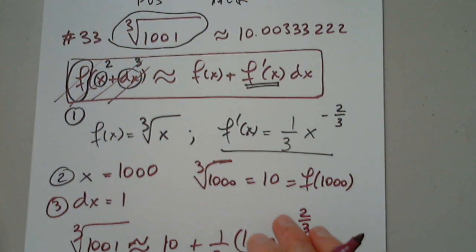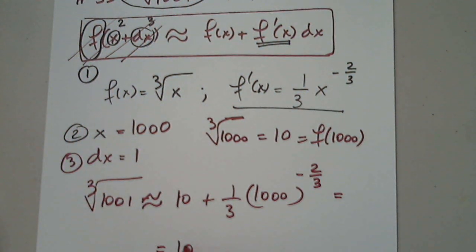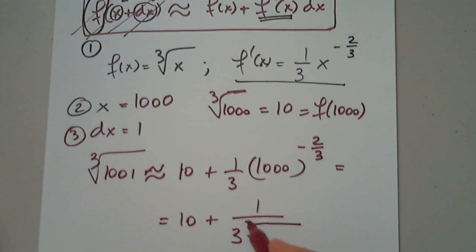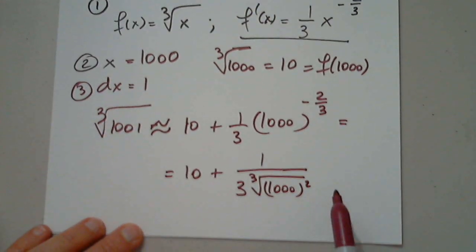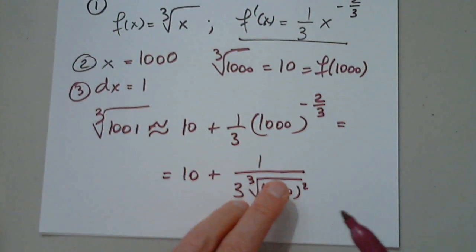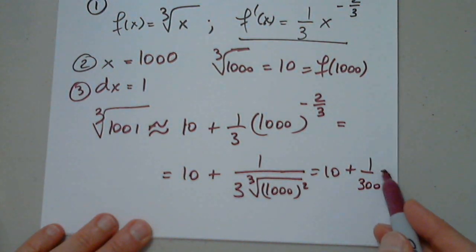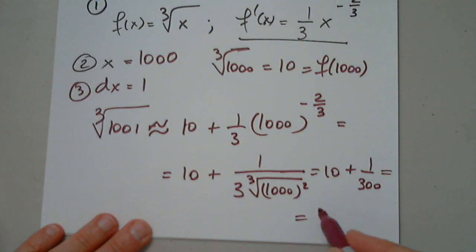It will be an approximation of that in fraction form. So I have 10 plus 1 over 3, and this will be the cube root of 1000 squared. But the cube root of 1000 is 10, and when I square it, it is 100. So this is 10 plus 1 over 300, or 3001 over 300.